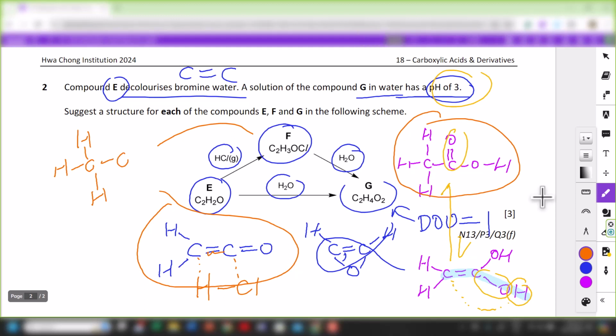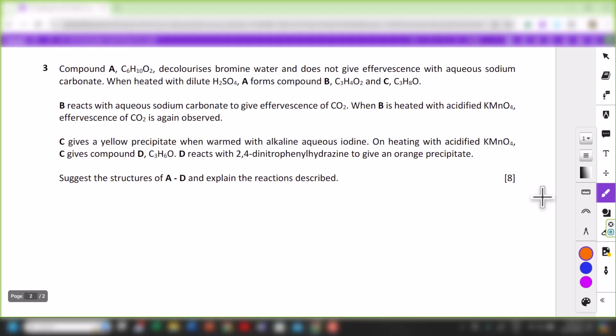Then now it makes perfect sense that when this acyl chloride is added to H2O, it gets hydrolyzed almost immediately to give me the ethanoic acid. So I'm done with question 2. Finally, we're going to move on to question 3.